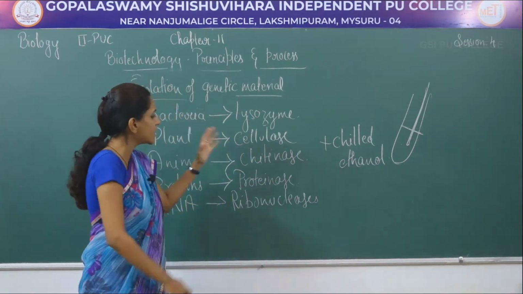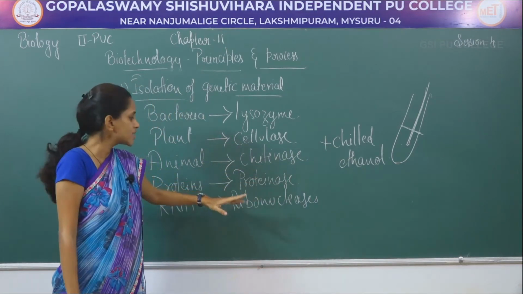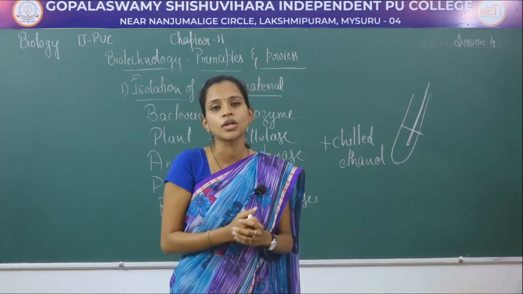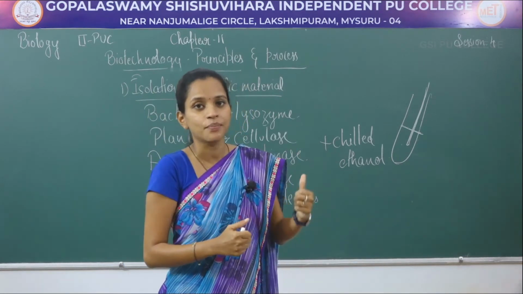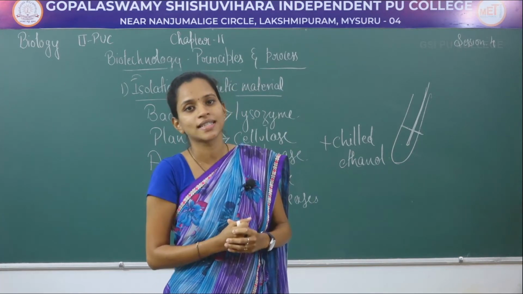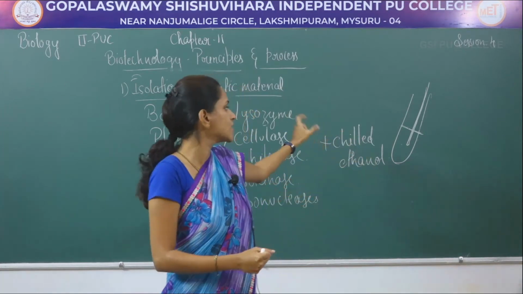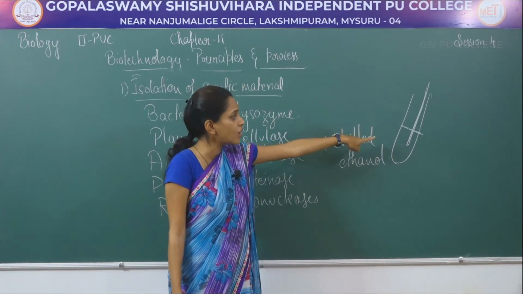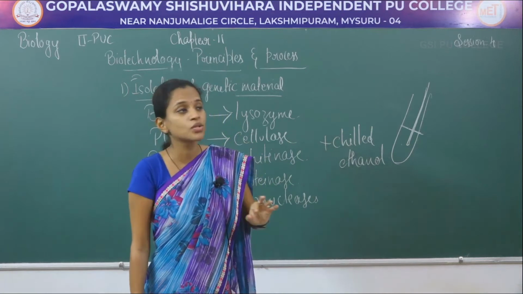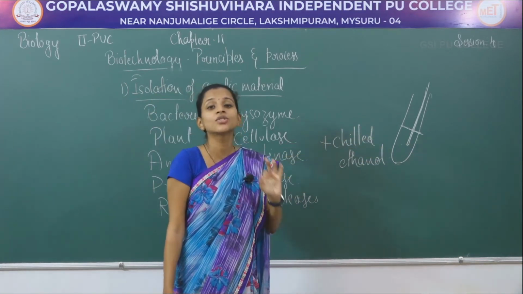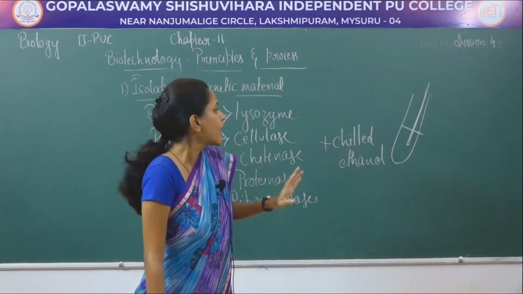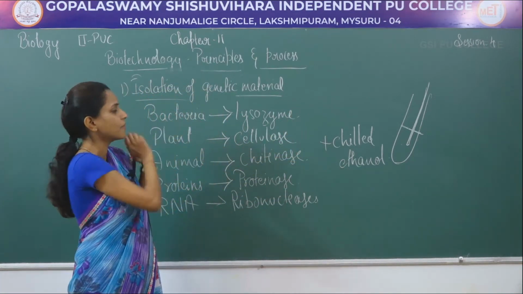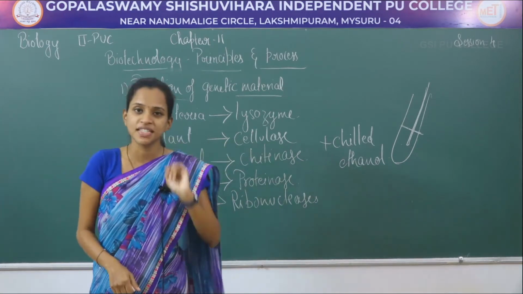After this is done, next there will be proteinases as well as ribonucleases which helps in digesting the macromolecules which are present in the cell. Once the macromolecules are digested, then the test tube will be added with chilled ethanol, and with the help of glass rod, the sides of the test tubes are rubbed so that thin long threads of DNA can be obtained. That is how you extract or isolate a genetic material from a particular cell. That is the first step.